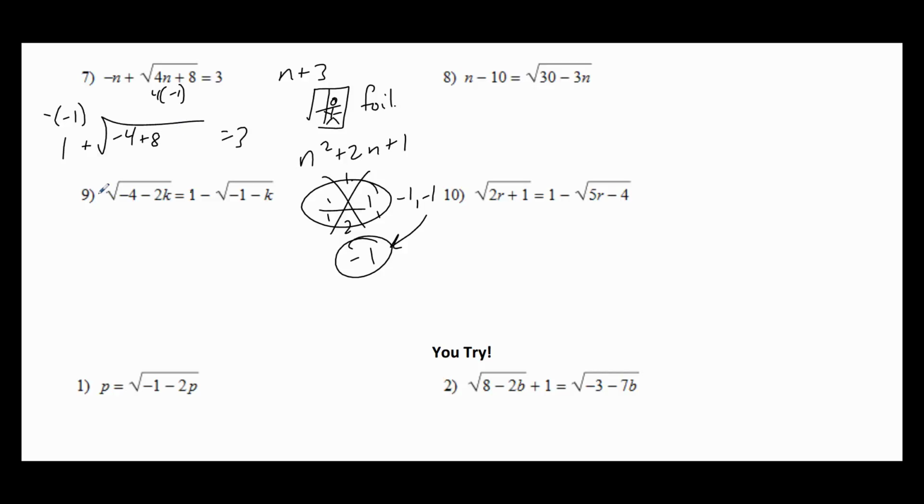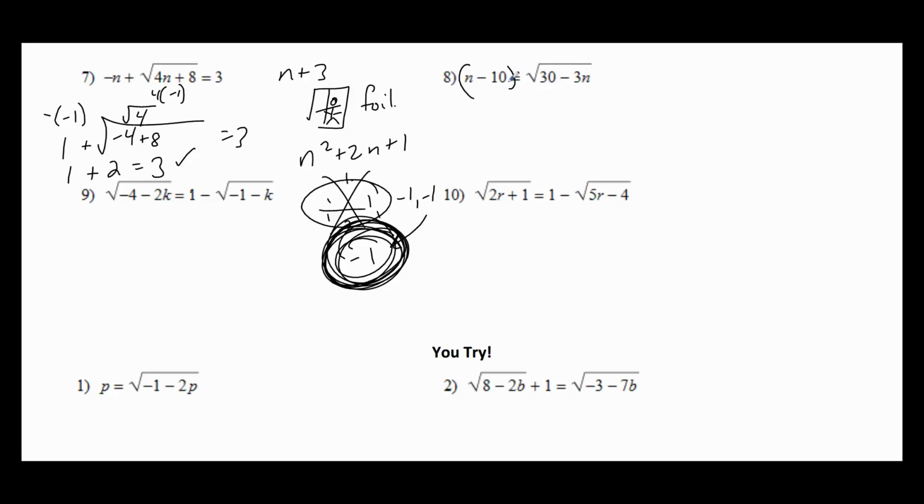Let's see if that works. So I get 1 plus -4 plus 8 is 4, square rooted is 2, equals 3. That works. So -1 is our answer, and it is a negative, which in the other problems the negatives didn't work, but in this case the negative does. So just because you get a negative doesn't mean it's not going to work. Okay, it will work on this one.